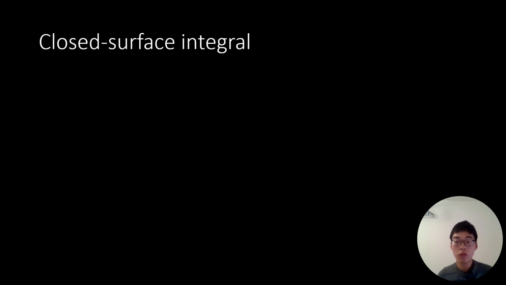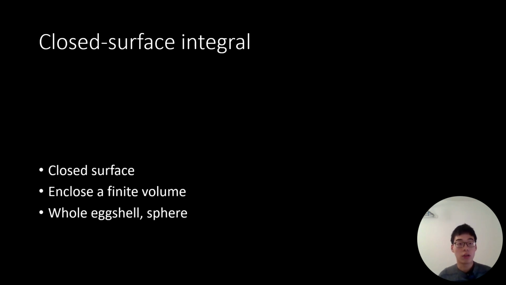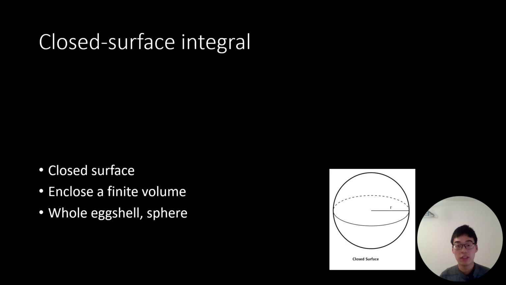But before introducing that, let's see what a closed surface is. A closed surface encloses a finite volume. So for example, a whole eggshell, like we have an egg from Tesco, that's a closed surface. Or a sphere, like a football. I know England is famous for football, and the football is actually a sphere. So it is a closed surface, like shown here.